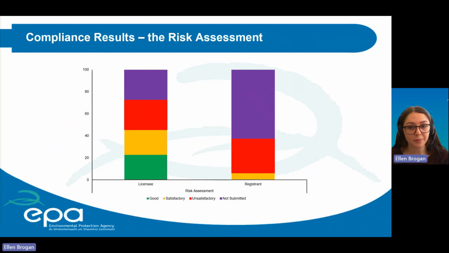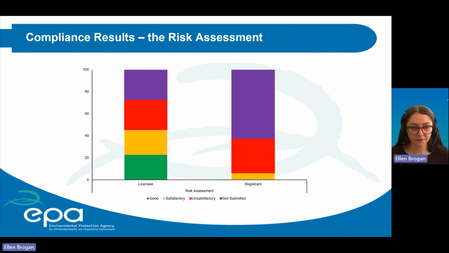So looking at each compliance category now in more detail. Firstly, the risk assessment. Just to reiterate, the purpose of a risk assessment is to identify the protective measures which are necessary to reduce exposure to radiation before carrying out a practice. And the risk assessment must be carried out in consultation with an EPA-approved radiation protection advisor.